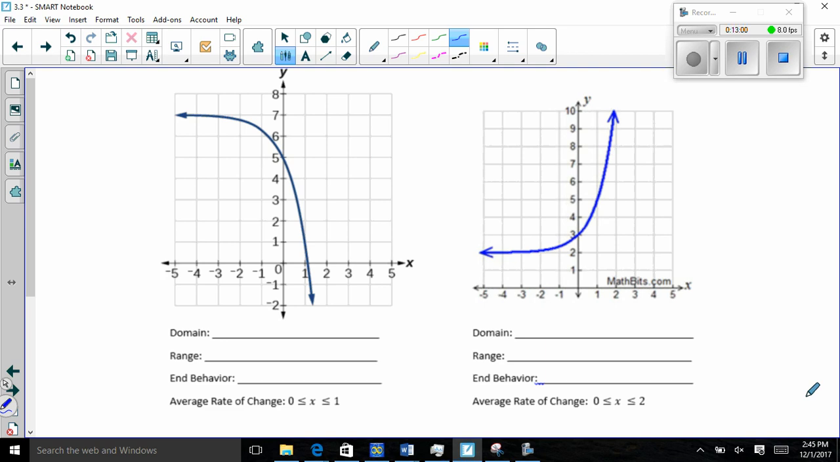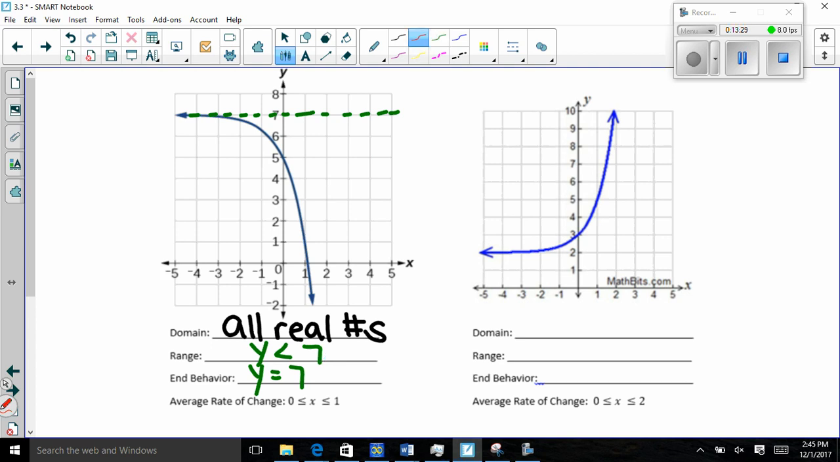Right here, our domain is all real numbers. Your range: well, first I'm going to find my end behavior, which is my asymptote. That's y equals 7. I know here that my y values are actually less than 7. I can see here my y is 3, my y value is 0. So y's got to be less than 7.